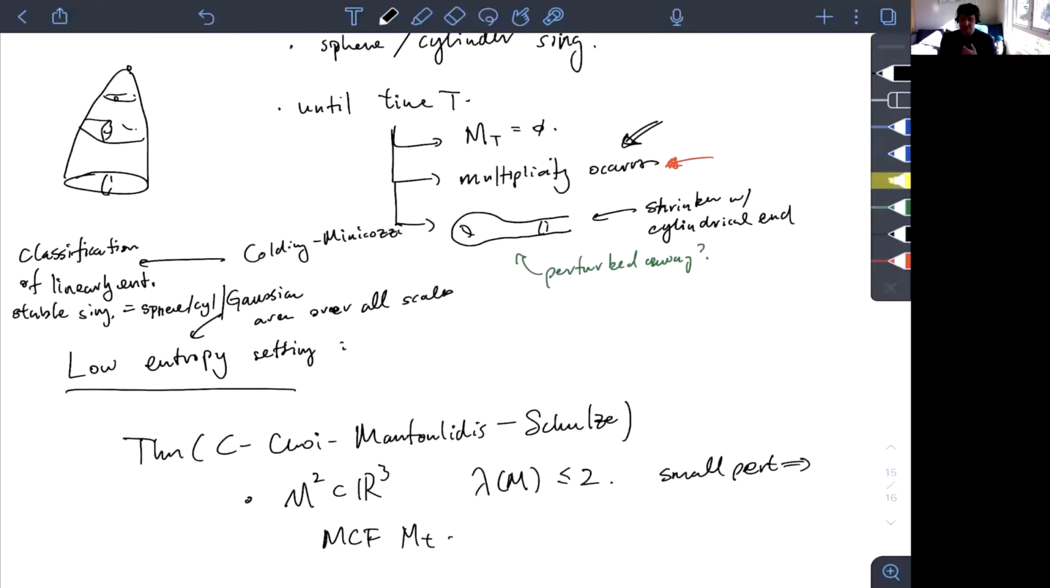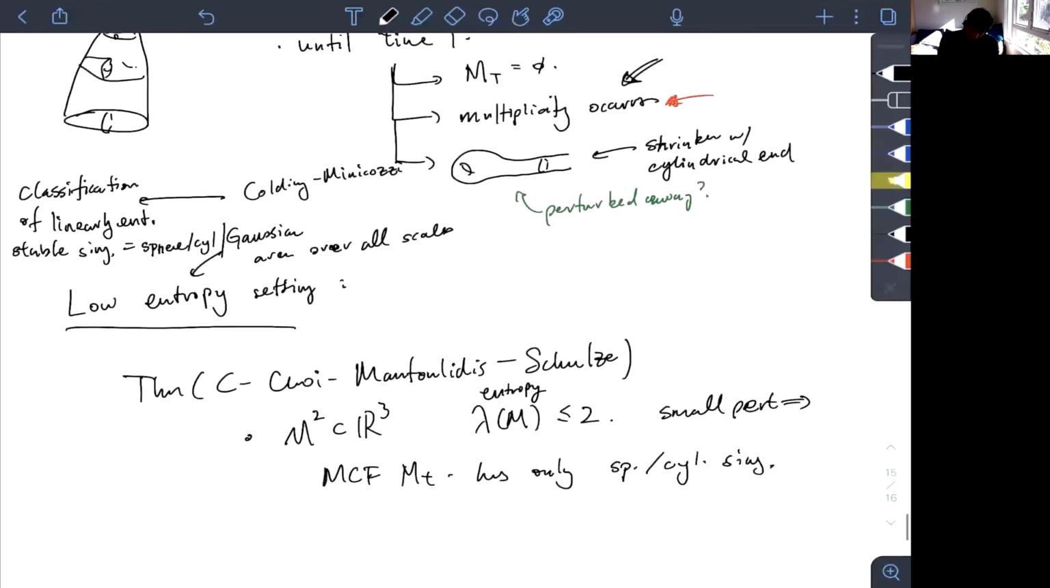Okay, so start with a surface in R3, which has entropy, so this is the Gaussian area over all scales, less than or equal to 2. Essentially, you can think of a multiplicity 2 plane, right? A multiplicity 2 plane has entropy equal to 2. So this is kind of already ruling out 2 planes coming together. And then if you have such an object, then up to a small perturbation, the mean curvature flow has only spherical and cylindrical singularities.